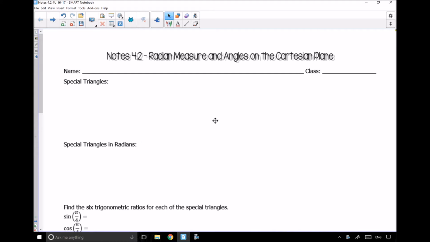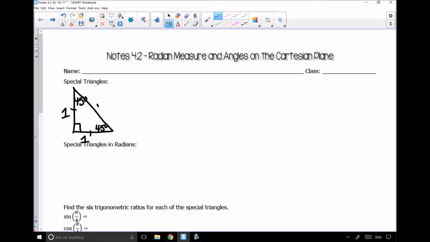So the first thing I want to do is review special triangles, which is nothing new for this year. You guys already have learned about special triangles. There are two different types of special triangles. We have a 45, 45, 90 triangle. So we have a right triangle here. This is 45 degrees. This is 45 degrees. Remember, that means that these lengths are congruent. So we've got a ratio of 1 to 1 to the square root of 2. Now, these special triangles are really important for you to know. It's the foundation for the rest of this unit, okay?